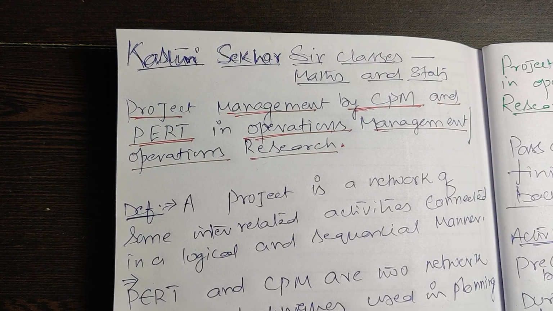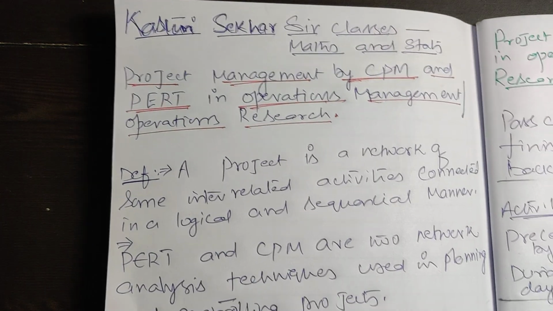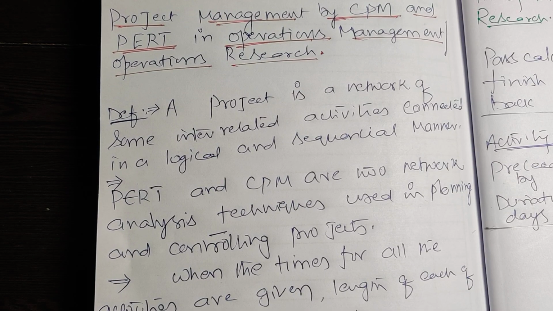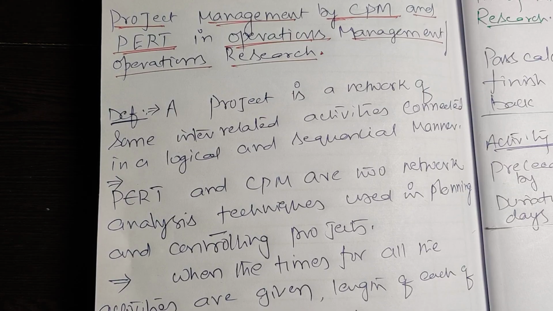What is meant by a project? Look at this. A project is a network of some interrelated activities connected in a logical and sequential manner. Look at the definition one more time. A project is a network of some interrelated activities connected in a logical and sequential manner.